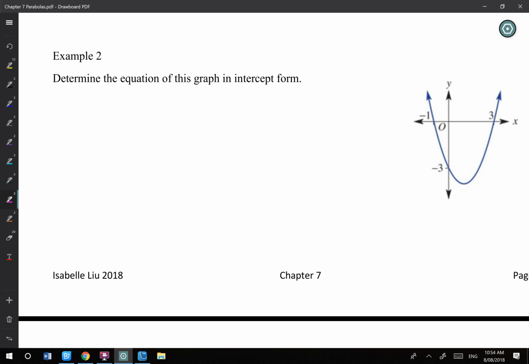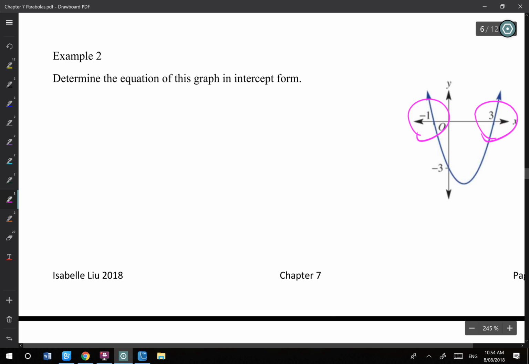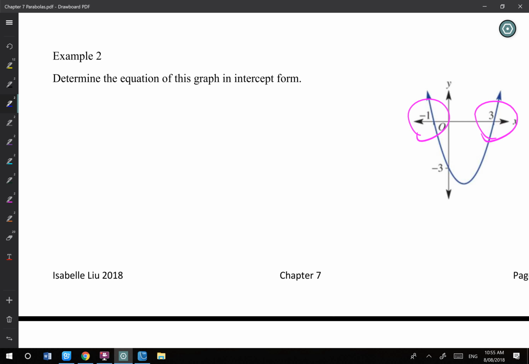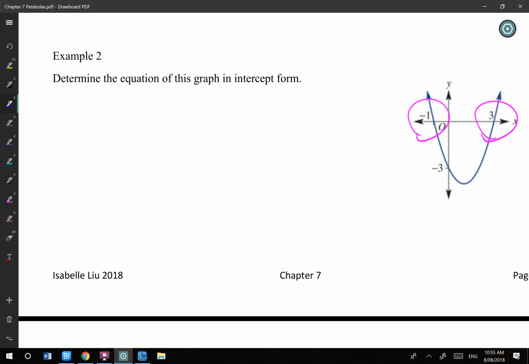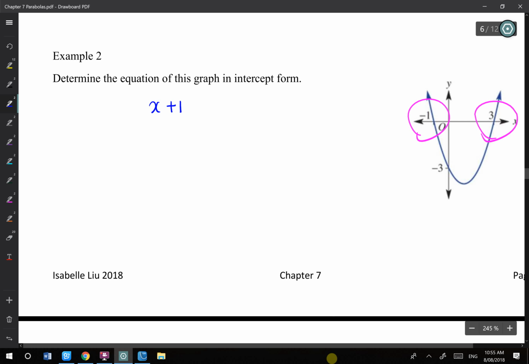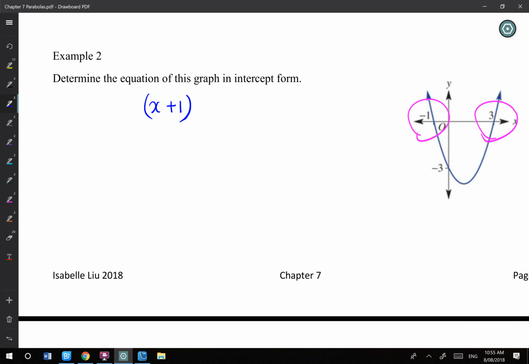So we have -1 and 3 as my x-intercepts. According to -1 and 3, what can you write? If I have x-intercept at -1, what must the factor be? You want the equation to solve when y equals 0. You want to solve out x equals -1. What must the factor be? X plus 1. Good. If you want a solution 3, what should the factor be?